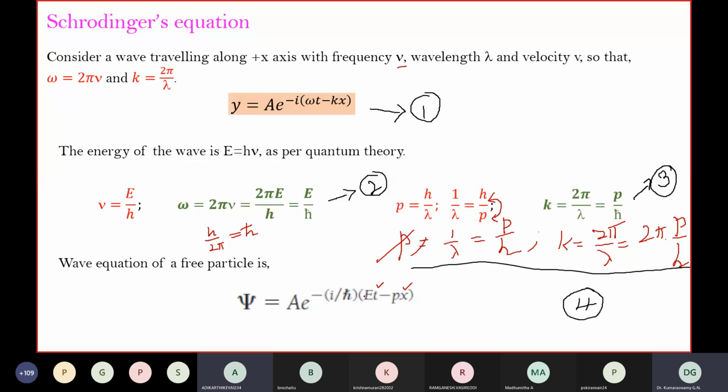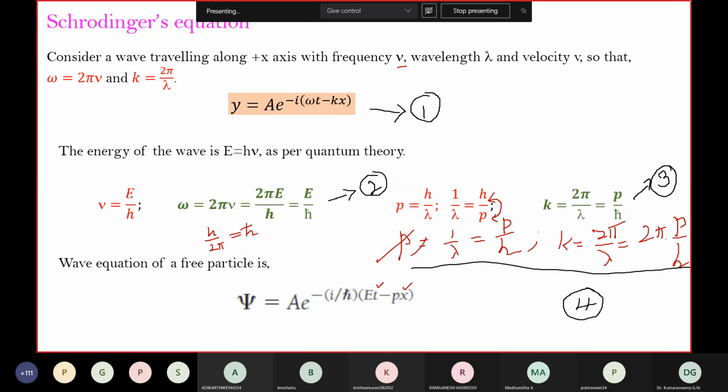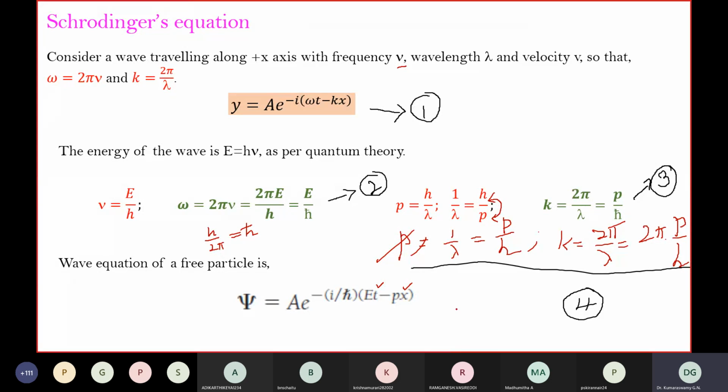So here we have this e to the power of minus iEt by h cross. This could be taken out and considered as a constant, and our wave function will constitute only of i by h cross into px. That is what we are going to do. This we call Schrodinger's equation in steady state form, or Schrodinger's time independent equation.